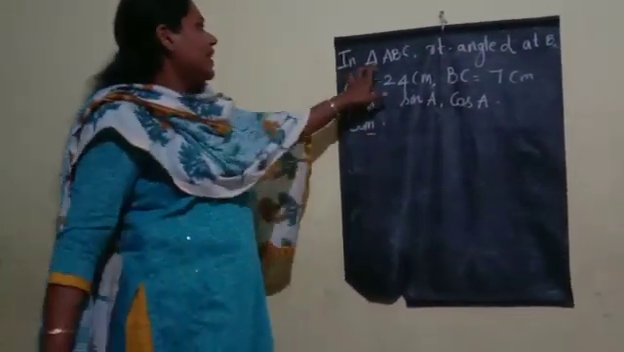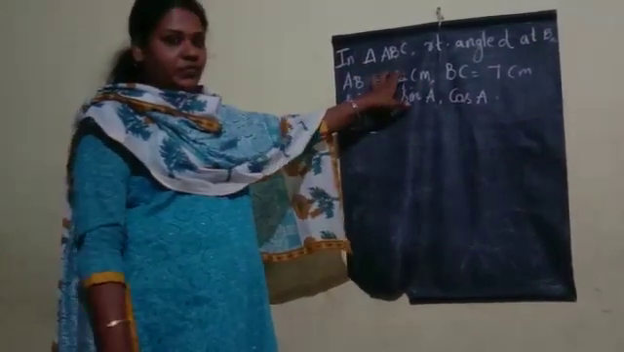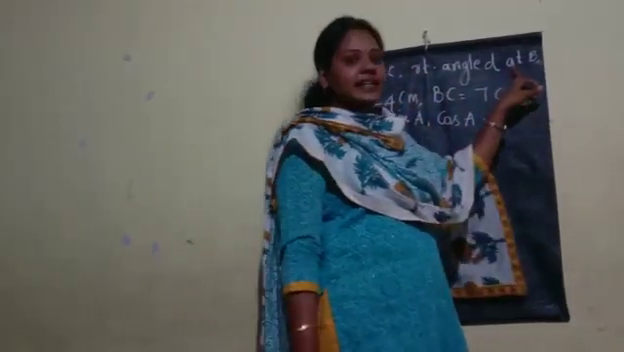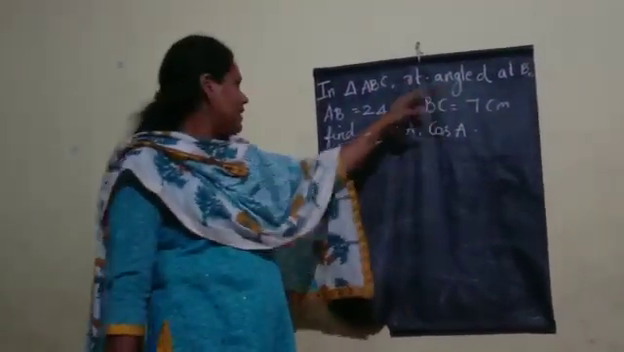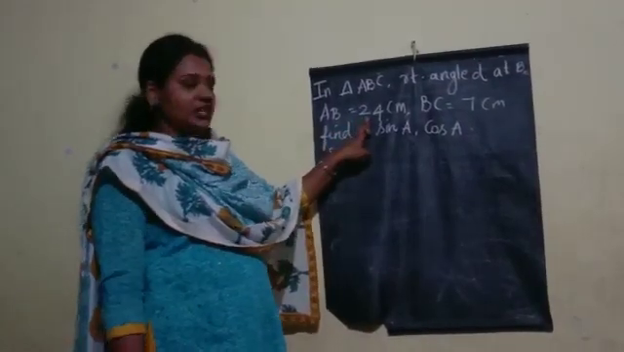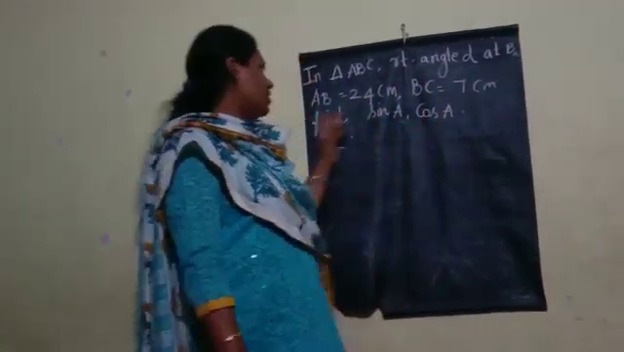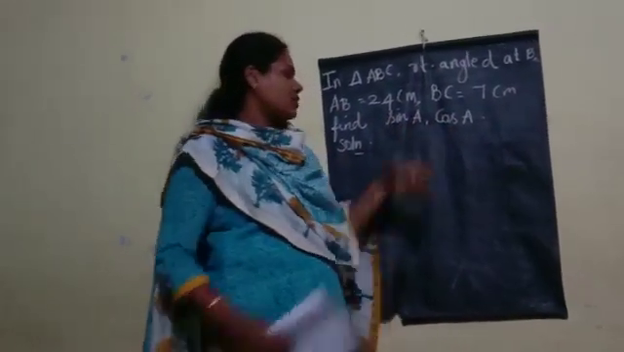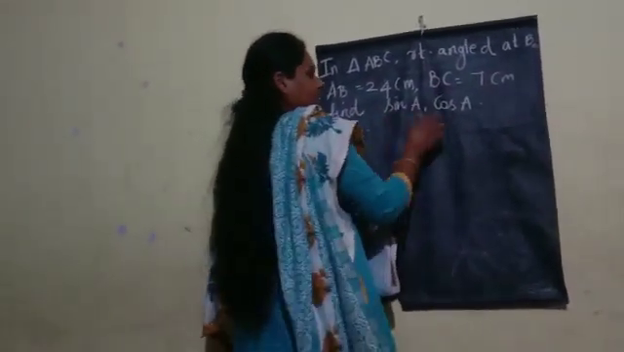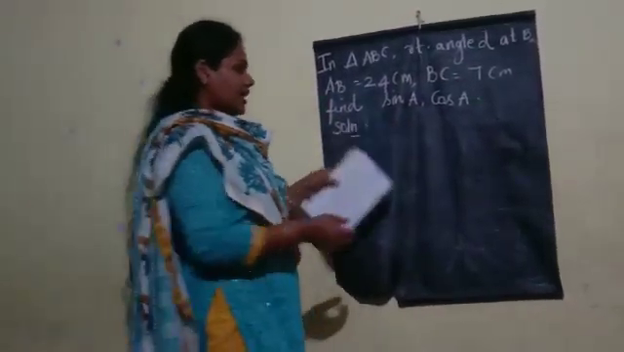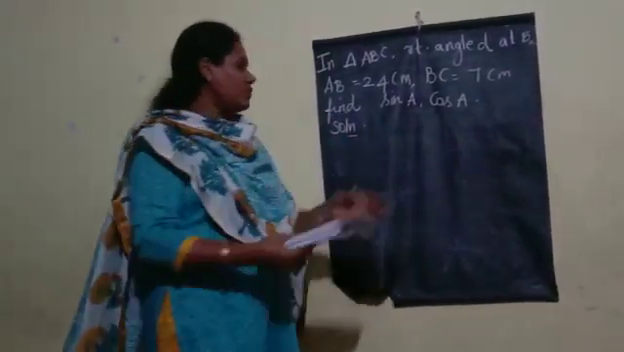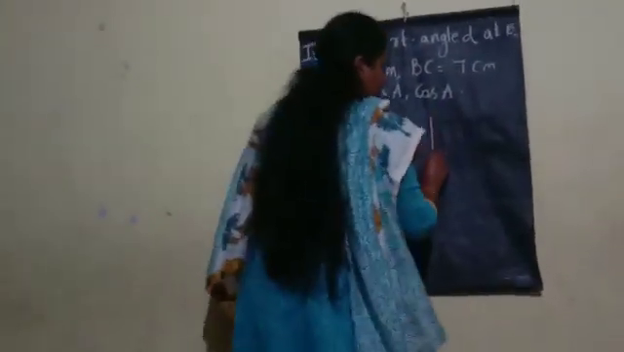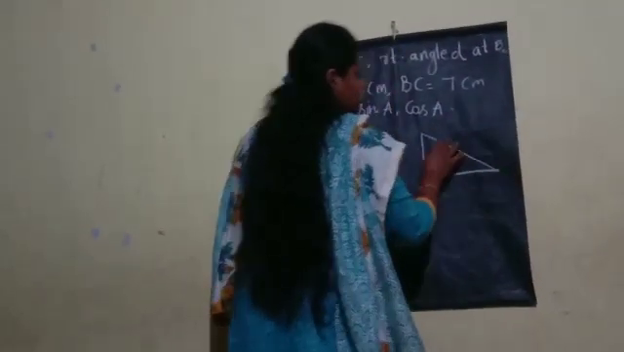In the triangle ABC, it is right angled at B, and AB is equal to 24 centimeter, BC equal to 7 centimeter. We have to find the value of sin and cos. For finding the value of sin and cos, we need the formula, as we previously went through. What's the formula for sin? It is opposite by hypotenuse. So we need the value for these 3 sides of the triangle.